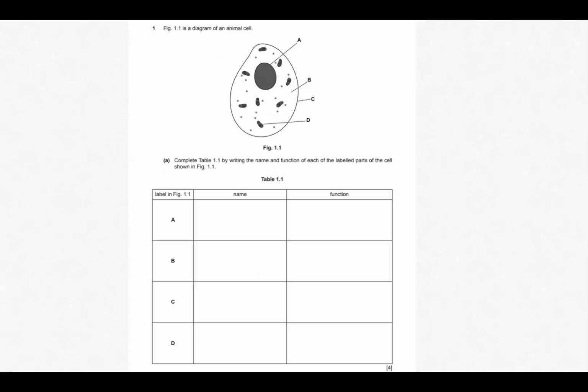Okay, let's have a look at question 1. Here they give us figure 1.1, which is a diagram of an animal cell. Question A then asks to complete table 1.1 by writing the name and function of each of the labeled parts of the cell shown in figure 1.1. So let's look at the different cell organelles that we can find.